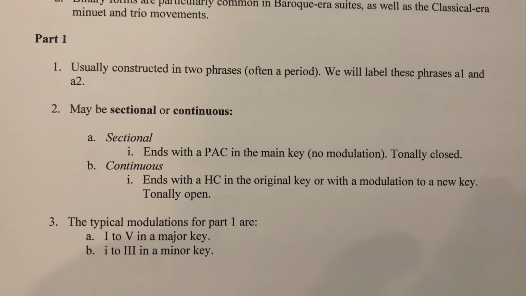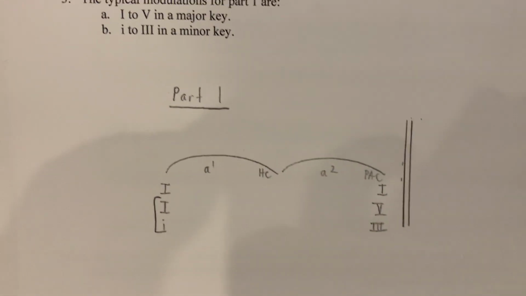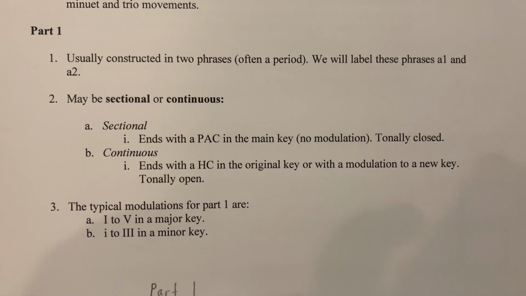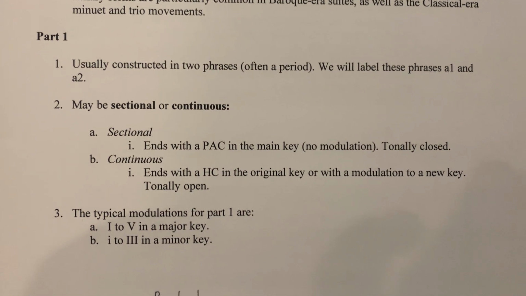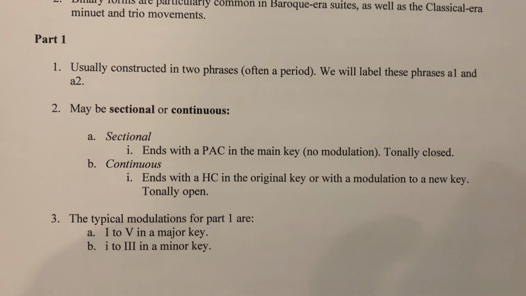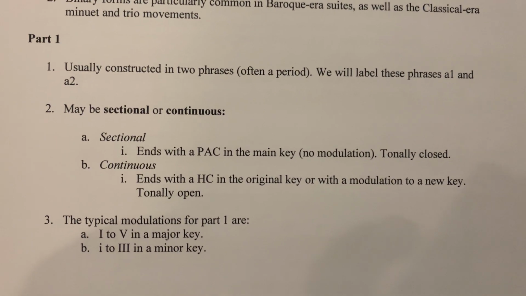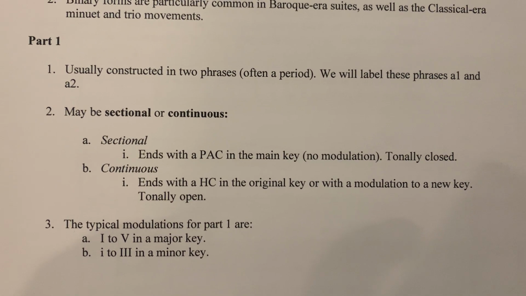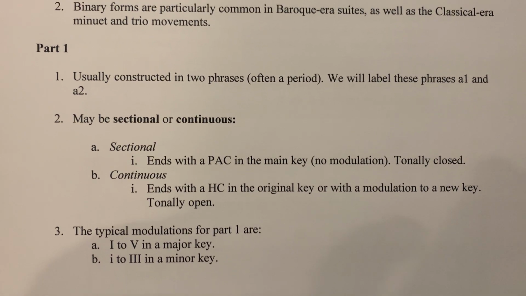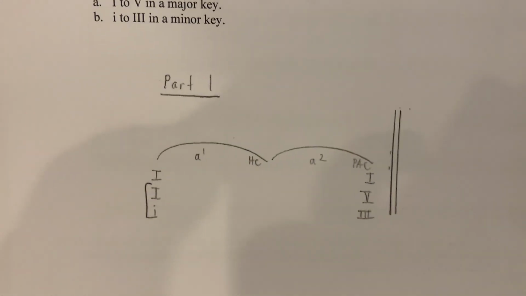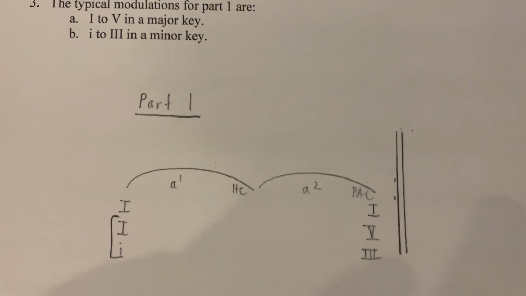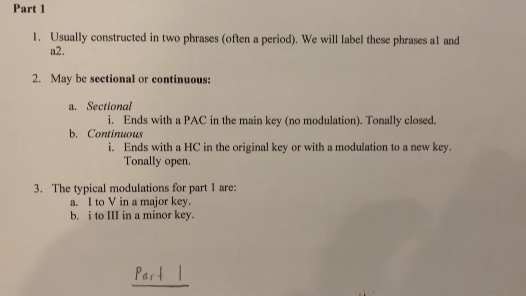All right, so part one, this will be the music that's leading up to your very first repeat sign. So what's going to happen here? Usually you're going to find two phrases. Many times the two phrases will create a period structure, the antecedent and consequent idea. And anything in this first part, we'll label it with the letter A, small a, by the way. So we'll call these phrases A1 and A2, like I did right here. I'm showing phrases by these little curved marks.